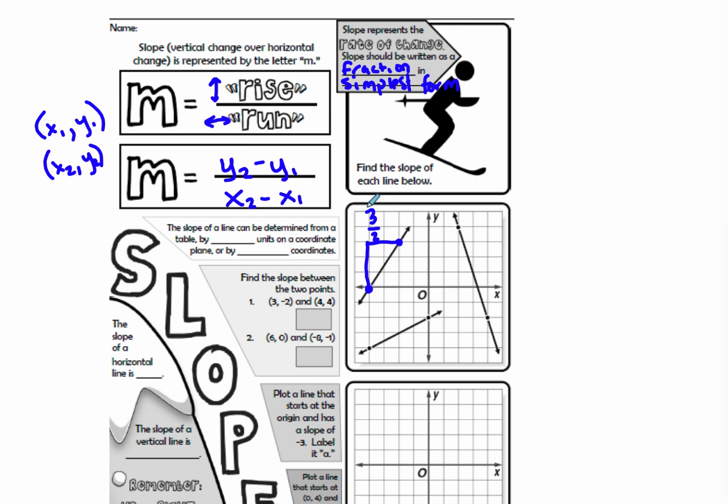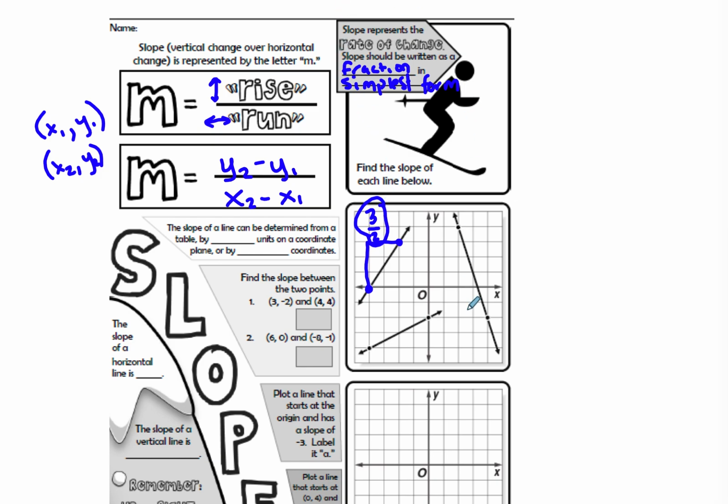Unlike fractions, where if we see something like this, it's an improper fraction because the top number is bigger and we make it a mixed number, we don't do mixed numbers for slope unless it's a story problem situation. So 3 over 2 is my simplest form. So 3 over 2 for this first one.